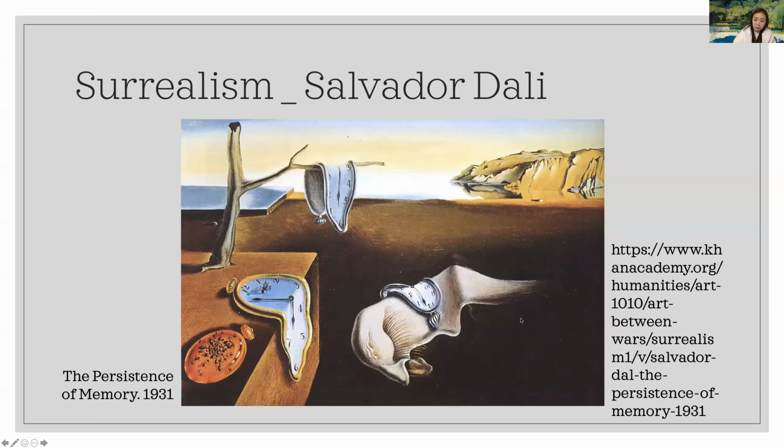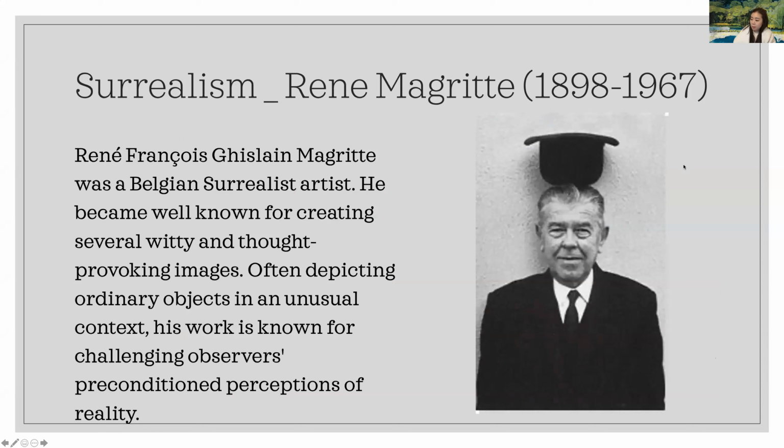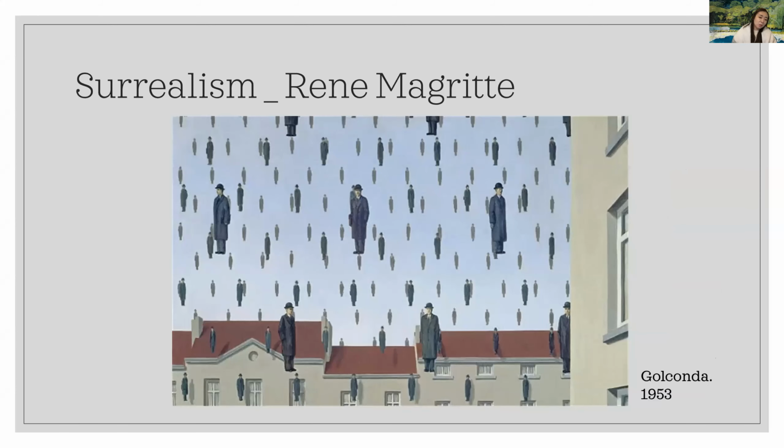Let's see. Another surrealist artist, Rene Magritte. So, Rene Magritte was a Belgian surrealist artist, and he became well known for creating several witty and thought-provoking images, often depicting ordinary subjects in an unusual context. His work is known for challenging observers' preconditioned perceptions of reality. So this is his work. Looks very interesting, right?